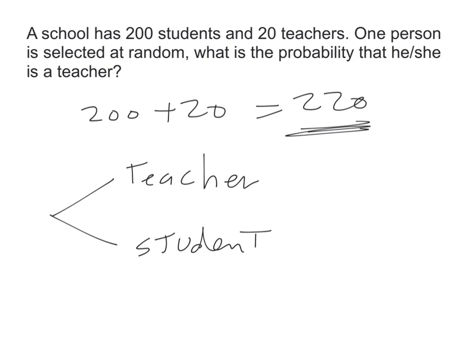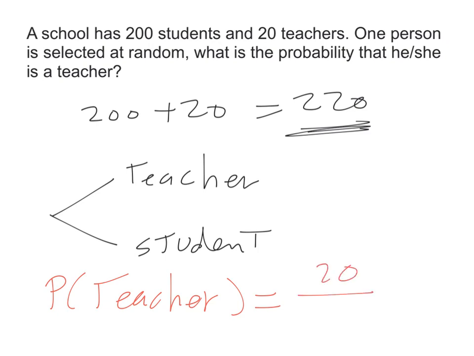So if you want to know the probability of selecting a teacher, that's how many teachers you have, which is 20, divided by the total number of people you're selecting from, which is the whole school, which is 220. So that should be the answer, or if you simplify that, it will be 1 over 11. So that's the probability of selecting a teacher.